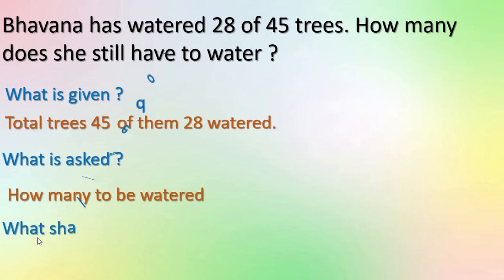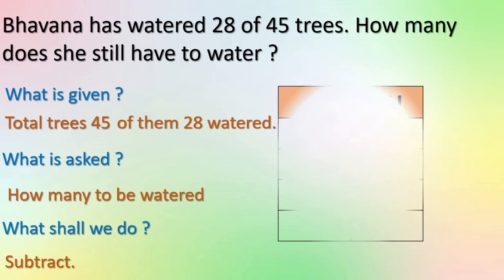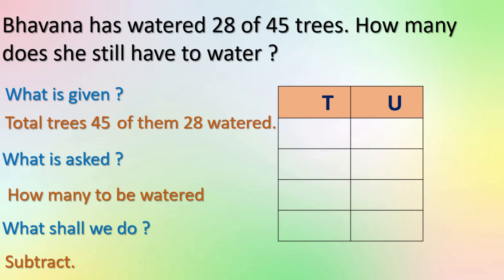Okay, what shall we do? Yes, to get the answer, what shall we have to do? Yes, correct. We have to carry out subtraction. We'll make a table. Let us write 45. These are total trees. Minus, this is 28 watered trees. Now, we will carry out the subtraction.